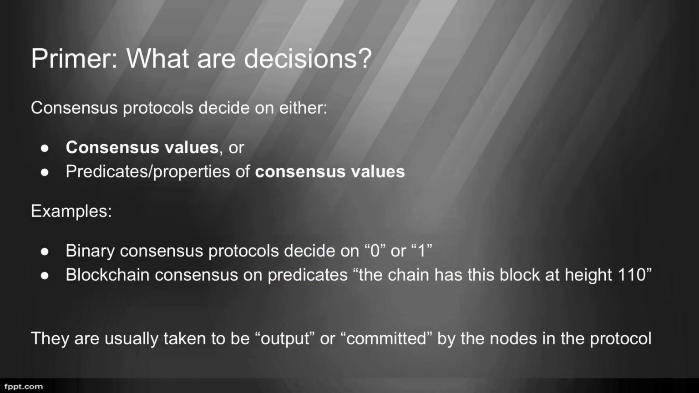Consensus protocols usually decide on values, which we're going to call consensus values, or on predicates of values. So rather than deciding on the whole value, we say the value has this property. In a binary consensus protocol, we're going to decide on a bit, 0 or 1. In a blockchain consensus protocol, instead, you decide that some block is in the chain. You don't ever decide on a blockchain because it can always grow, but you decide this block is in the chain. And usually decisions are taken to be output by the consensus protocol or committed to by the nodes in the protocol.